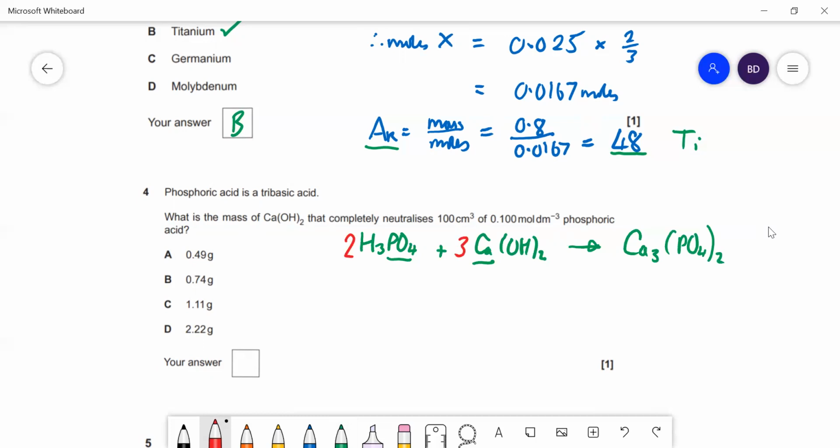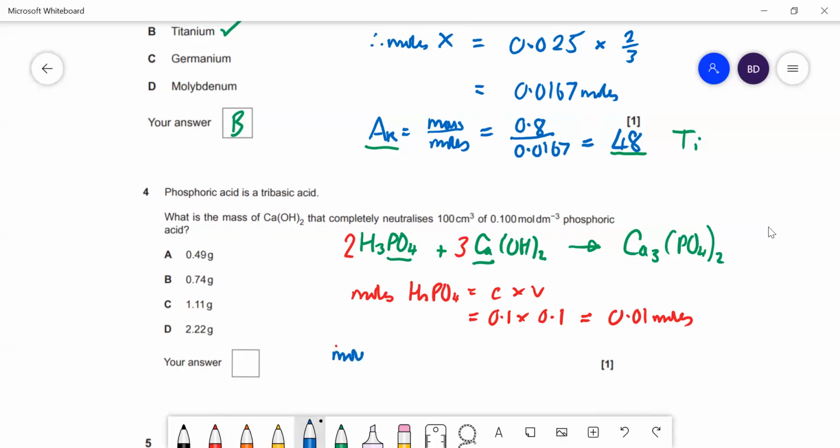Okay, so how many moles of phosphoric acid have we got there? Concentration times volume, 0.1 times 0.1 is equal to 0.01 moles. So how many moles of calcium hydroxide then? Well, it's going to be 3 over 2 times that, isn't it? We've got 3 there, 2 there. So moles of calcium hydroxide, 0.01 times 3 over 2 is equal to 0.015.